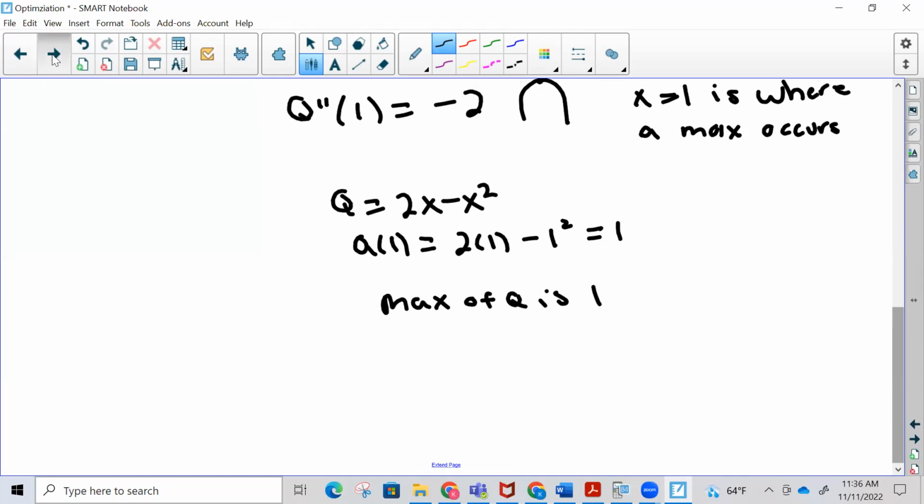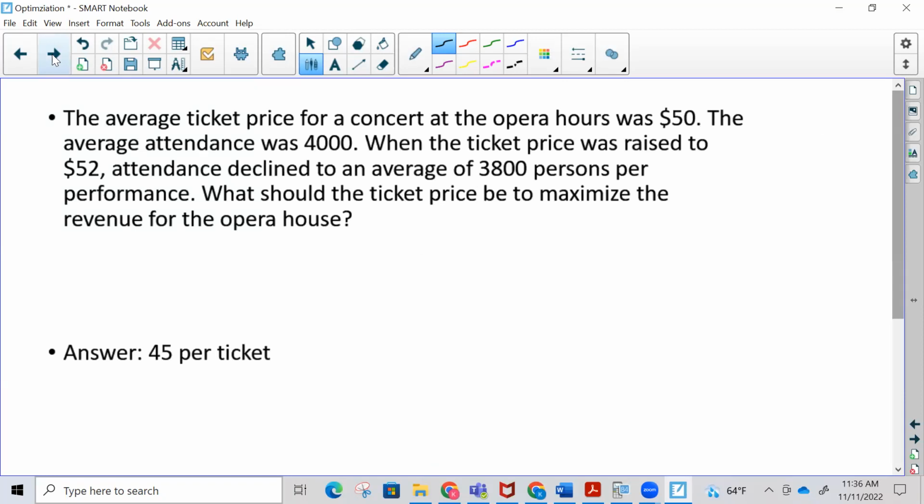Now, in this class, we're not going to have that as much. What we're going to have is these problems like this, where we're trying to apply like revenue, cost, profit functions to real life examples. So this problem says the average ticket price for a concert at the Opera House was $50. The average attendance was 4,000. When the ticket price was raised to $52, the attendance declined to an average of 3,800 persons per performance. What should the ticket price be to maximize the revenue for the Opera House?